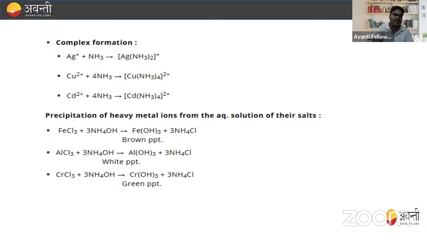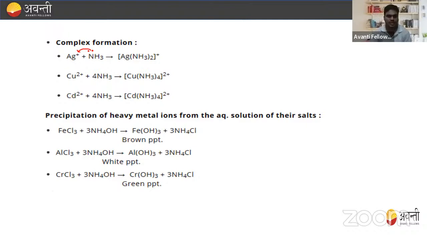When treated with silver, it will form the silver complex. Similarly, when treated with copper, it will form the tetraammine copper complex, and similarly with cadmium it forms the complex, right? So these are the complex reactions of ammonia. So ammonia is able to form complexes. Why does it form complexes specifically? Because NH3 has a lone pair of electrons, so it will coordinate this lone pair with the Ag. Basically, with transition metals, complex formation takes place.